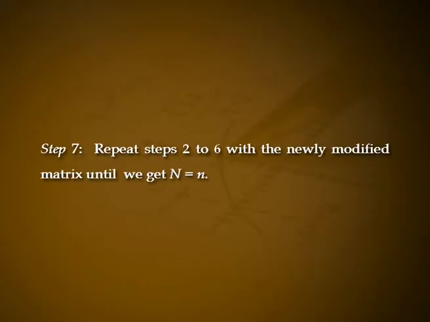Step 6. Determine the smallest cost in the reduced matrix not covered by the capital N lines. Subtract this cost from all the uncovered elements of the current matrix and add the same to all those elements of the matrix which are lying at the intersection of horizontal and vertical lines. Step 7. Repeat steps 2 to 6 with the newly modified matrix until we get capital N equal to small n.